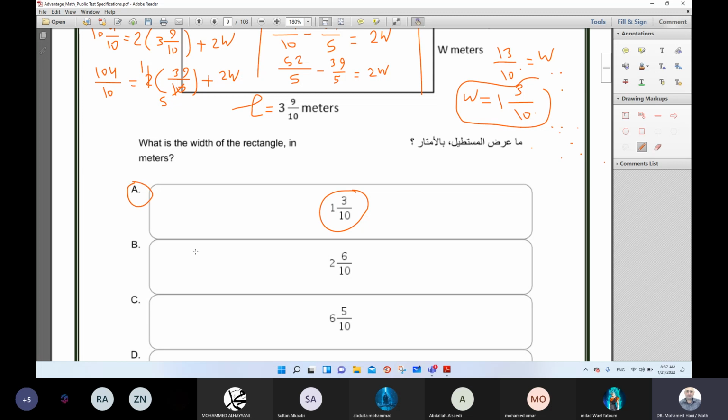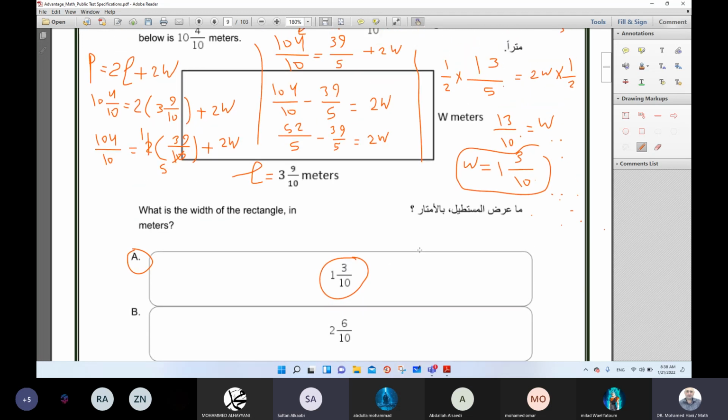Who has any question about this idea? Mr., when you divided 2 and 10 and 39, why didn't you divide also 39? On the left, we want to remove this 2. We have here 2 methods. We can divide. On the perimeter side.